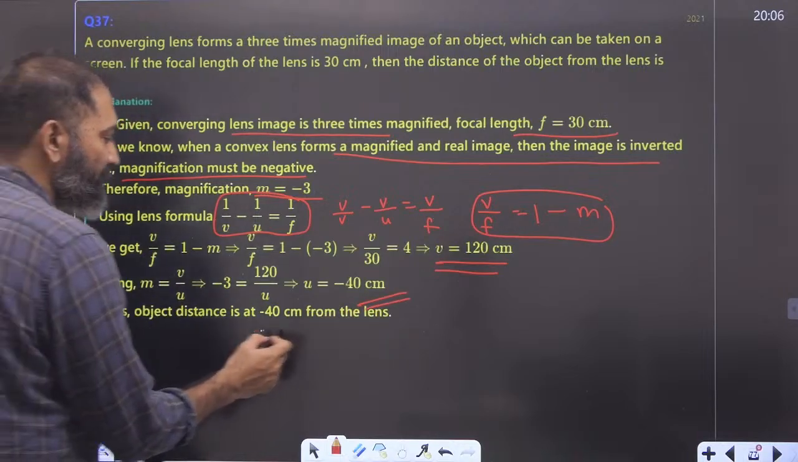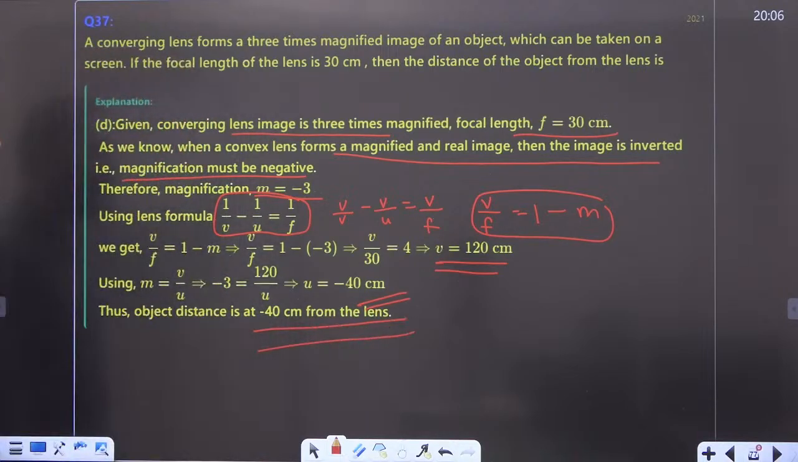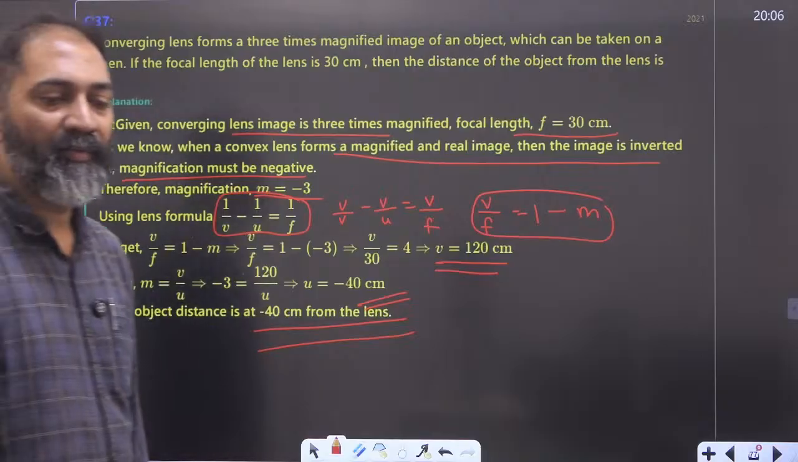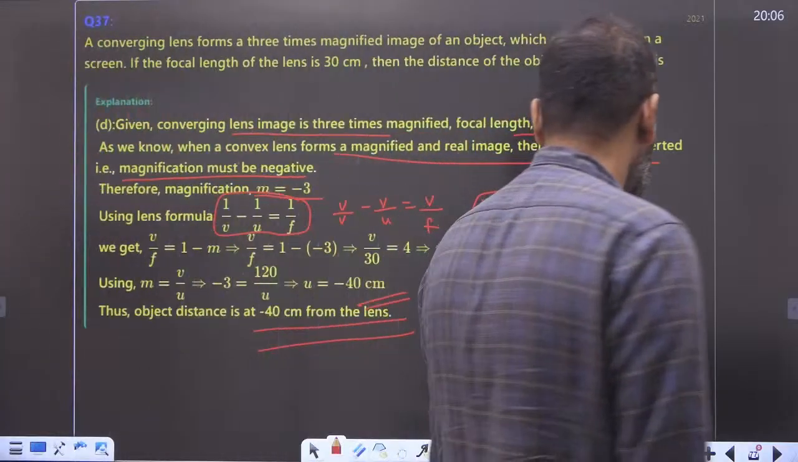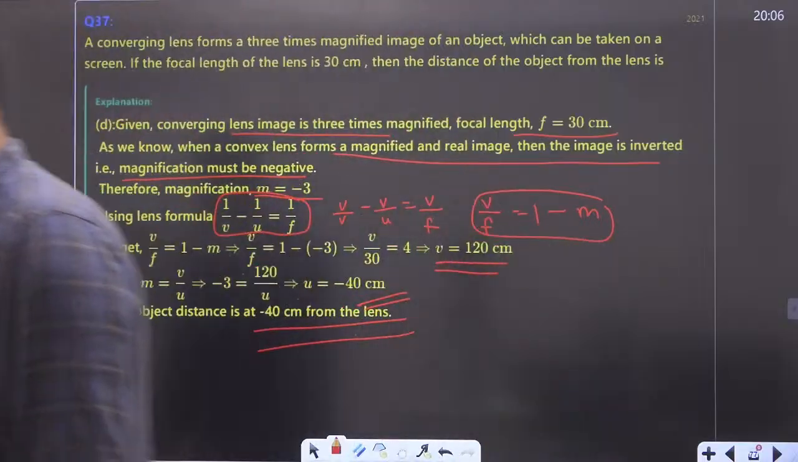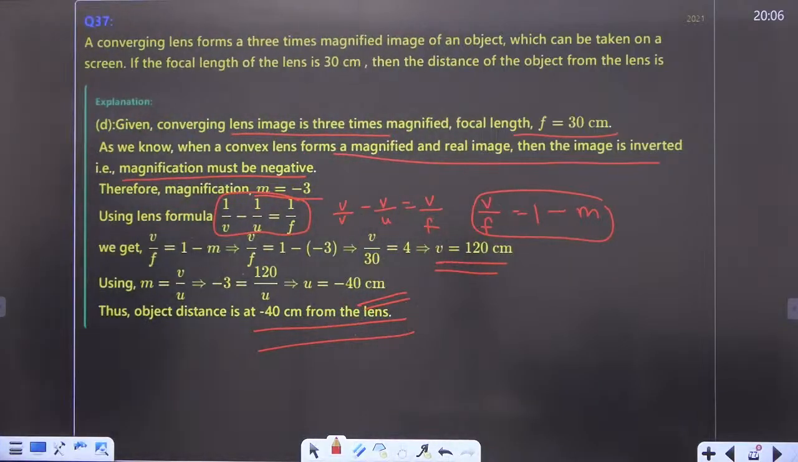Thus object distance is at -40 centimeter from the lens. So what is object distance? -40. I hope you understood that. അത് മനസ്സിലാക്കി എന്ന് വിചാരിക്കുന്നു. ഒന്ന് നോക്കിക്കോളൂ.